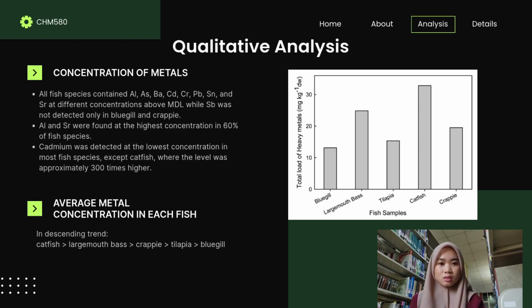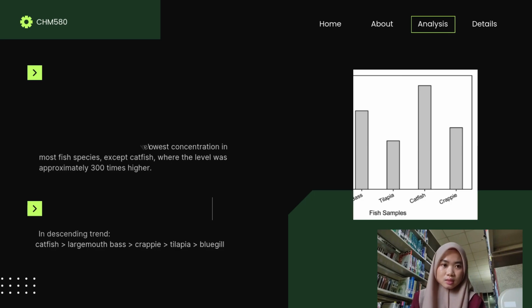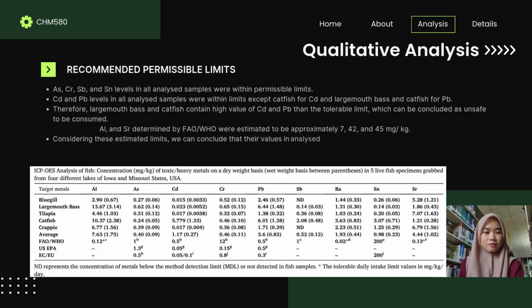Average metal concentration in descending trend starts with catfish with the highest amount, followed by largemouth bass, crappie, tilapia, and bluegill, the lowest. The recommended permissible limits for arsenic, cadmium, chromium, lead, antimony, and stannum in fish are shown in the table. Accordingly, the arsenic, chromium, antimony, and strontium levels in all analyzed samples were within these limits, implying no possible adverse health effects.